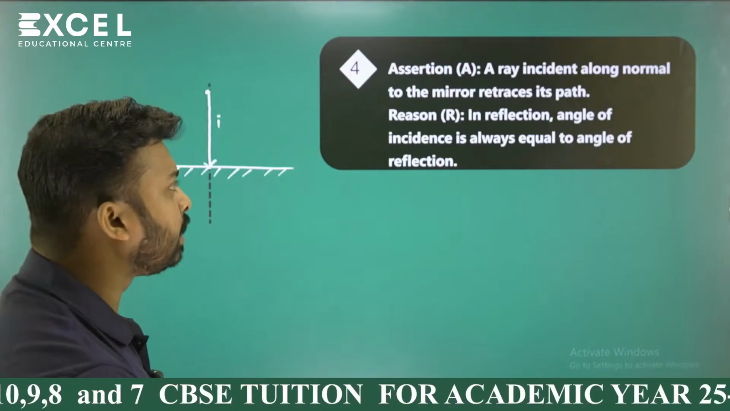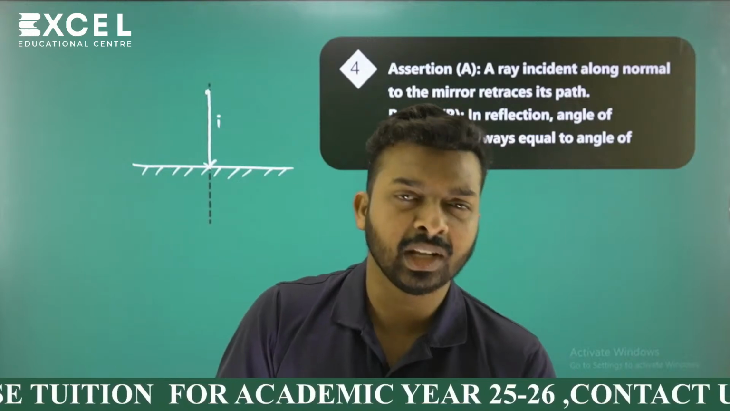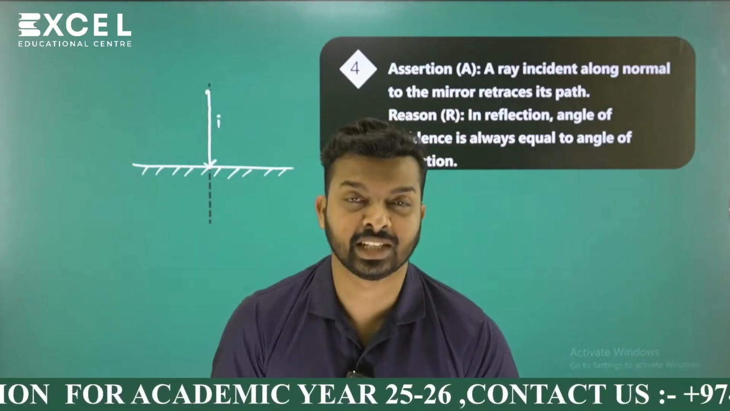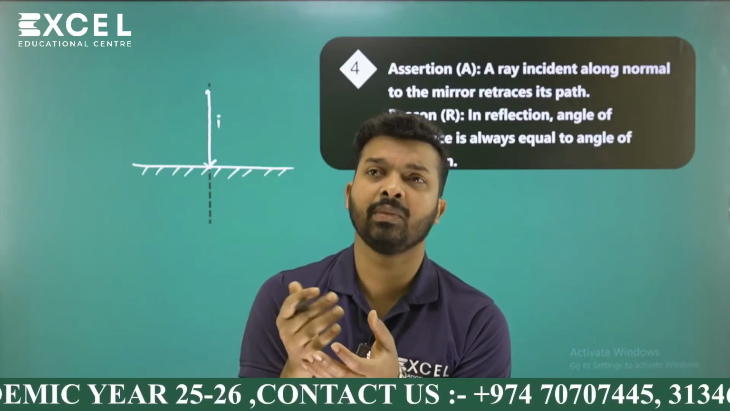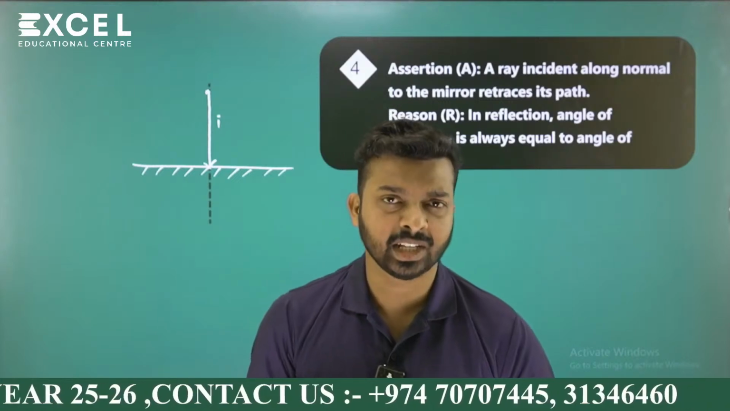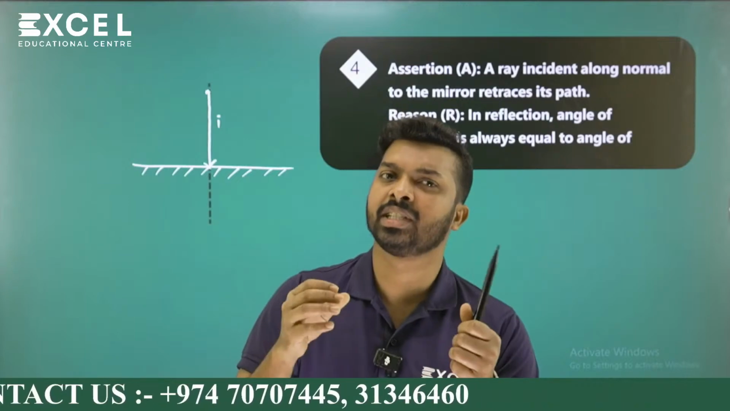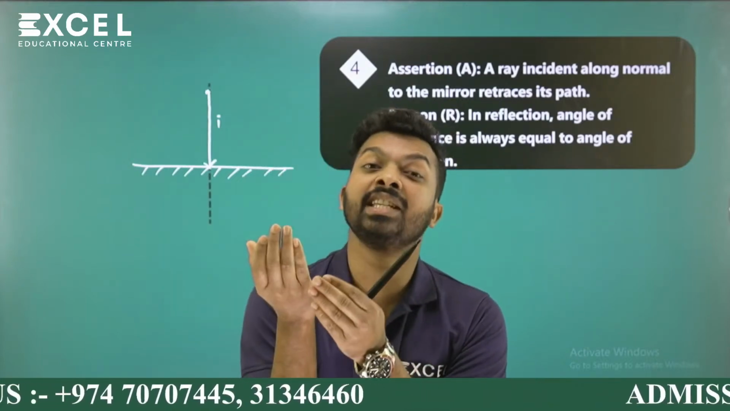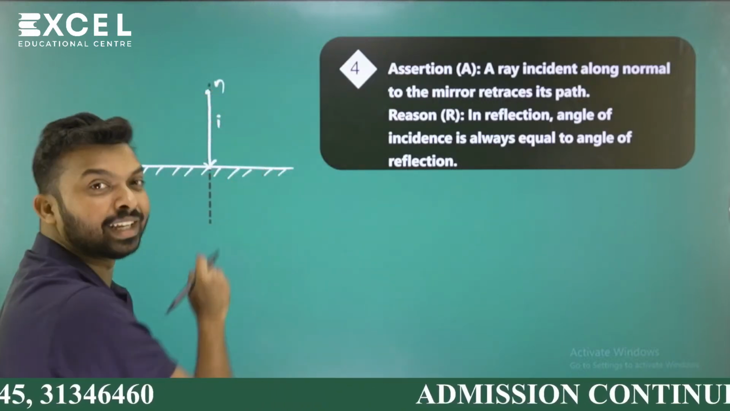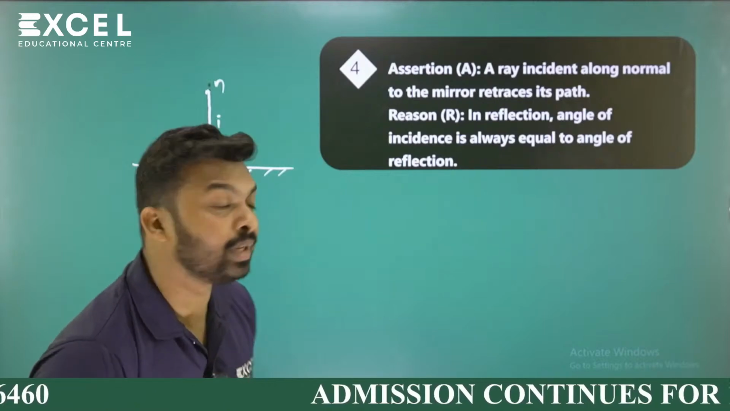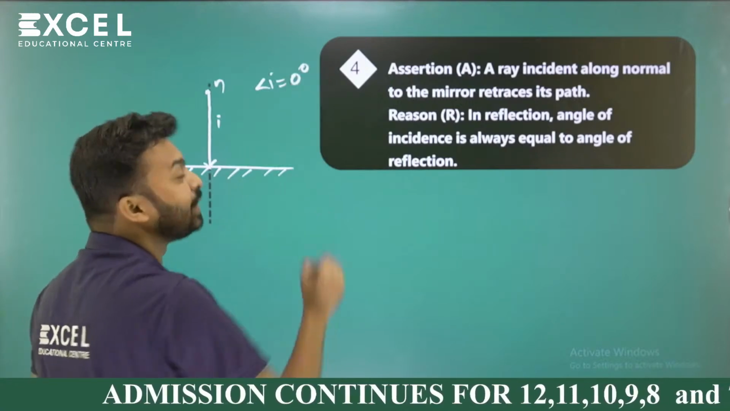Listen to one thing. If a beam of light is coming along the normal, it won't make any angle of incidence. We know there is a law of reflection, which says angle of incidence is always equal to angle of reflection. And what is angle of incidence? It is the angle made between the incident ray and the normal. See, the incident ray is here, the normal is also here. It is not making any angle between the incident ray and the normal. So the angle of incidence is equal to 0 degree.